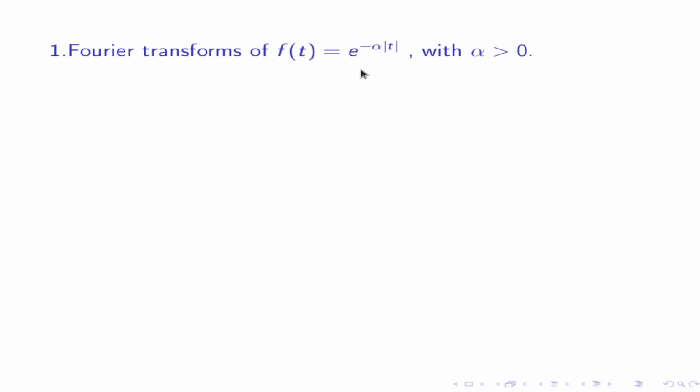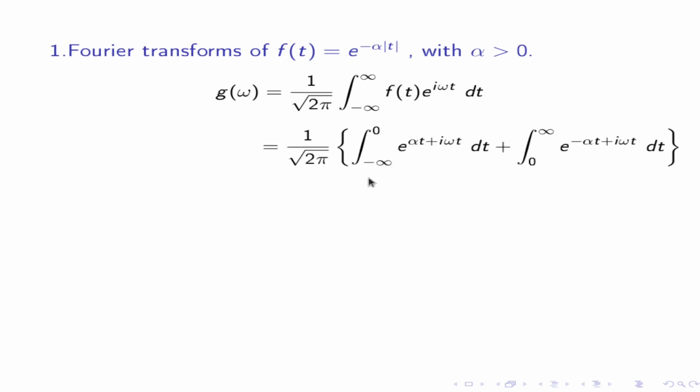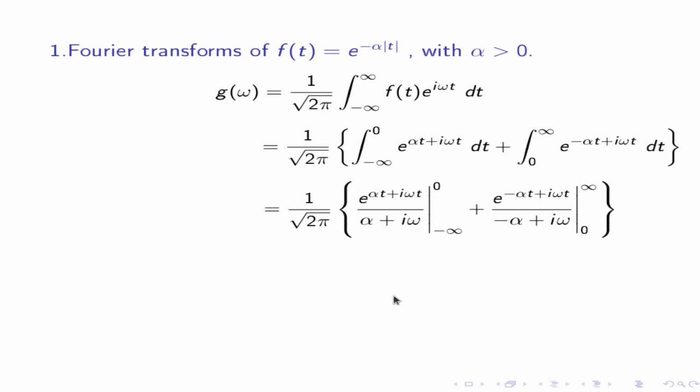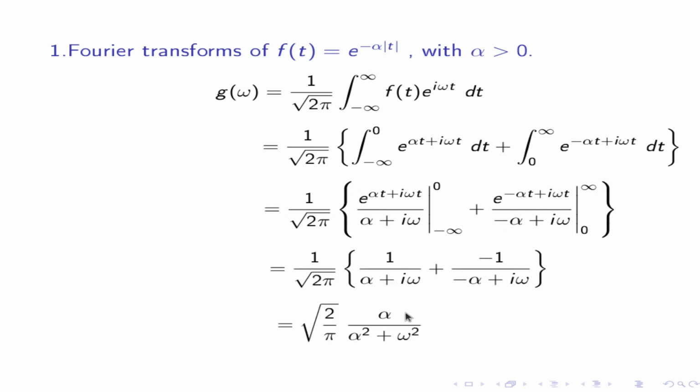We have f of t is e raised to minus alpha modulus of t for alpha greater than 0, and to find the Fourier transform, we have the Fourier transform g of omega is 1 over root 2 pi integral minus infinity to infinity f of t e raised to i omega t dt. So the first integral is from minus infinity to 0, where modulus t is equal to minus t, therefore e raised to alpha t plus i omega t. Another is from 0 to infinity where modulus t is plus t, therefore e raised to minus alpha t plus i omega t. On integrating and applying the limit, we have square root of 2 by pi, alpha by alpha square plus omega square.